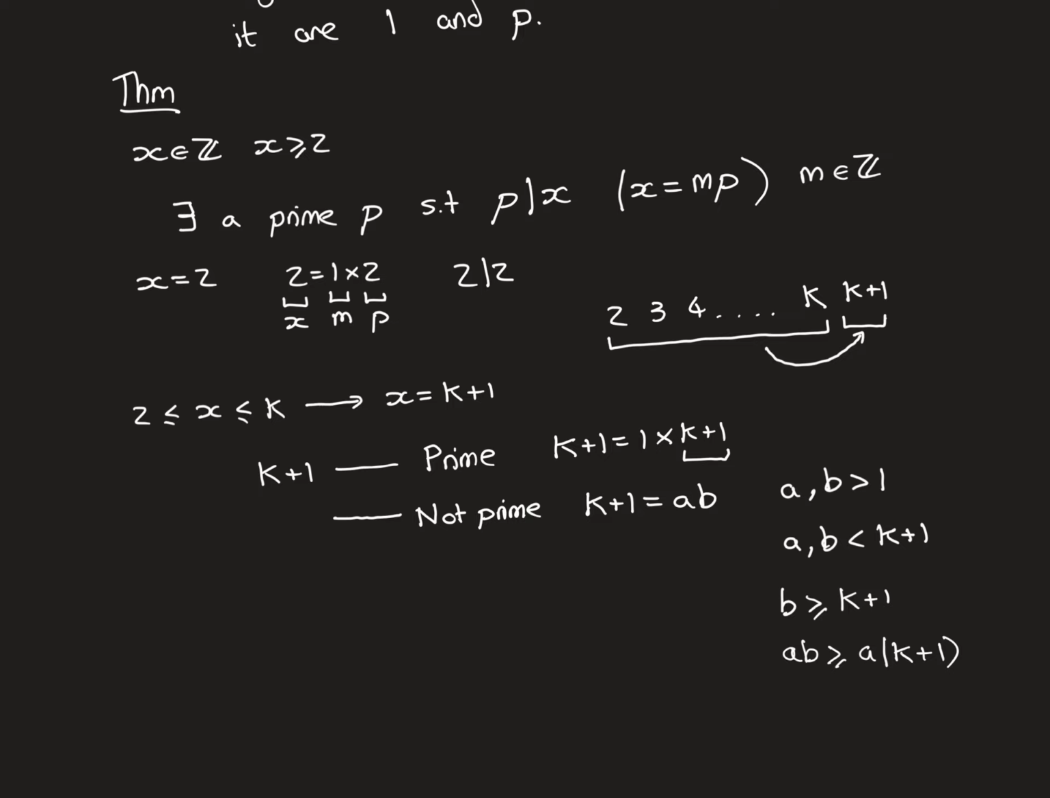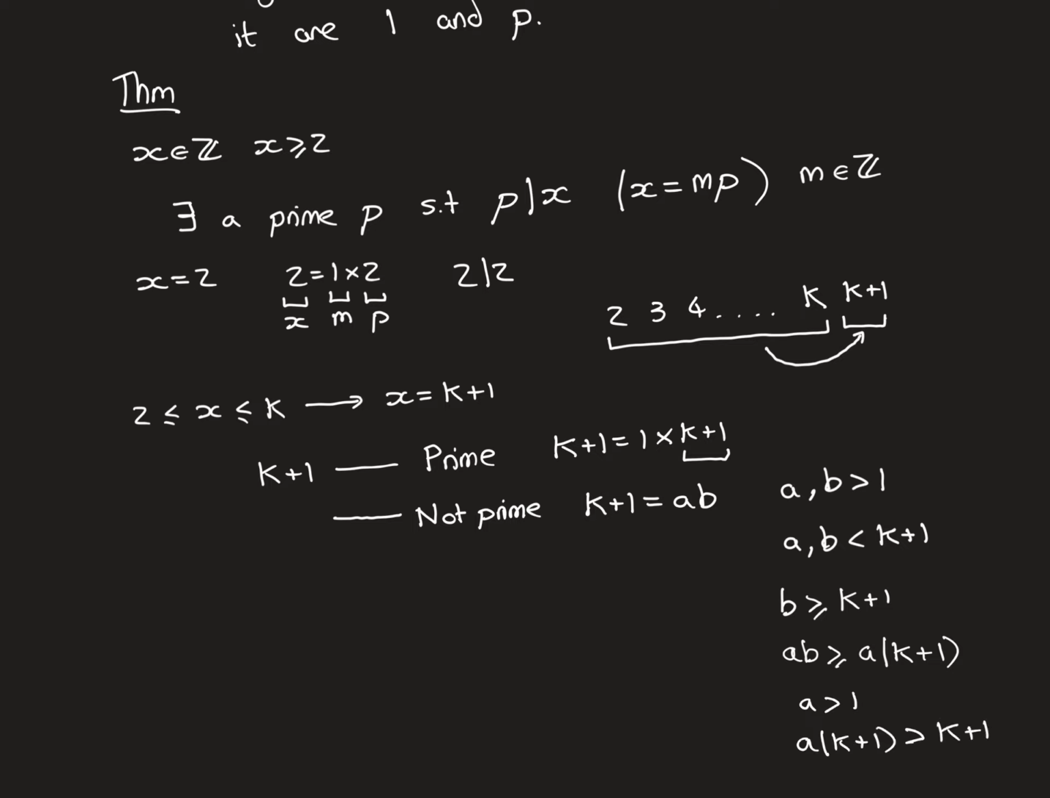Now, I also have the inequality that a is strictly greater than 1. I also know that k plus 1 itself is a positive integer, so I can now multiply both sides of this inequality, a is greater than 1, by k plus 1, and I don't have to flip the sign of the inequality. So it will become a times k plus 1 is strictly greater than k plus 1.